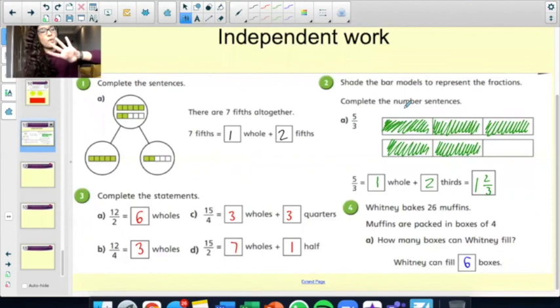Question number 4. Whitney bakes 26 muffins. Muffins are packed in boxes of 4. How many boxes can Whitney fill? And if you figured out or worked out or calculated that Whitney can fill 6 boxes, then you are absolutely correct.